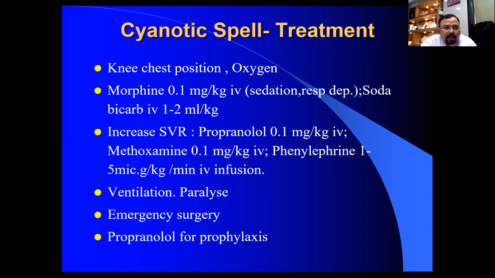Give propranolol at 0.1 mg per kg IV slowly, stat. It will decrease heart rate. Or you can give metoprolol at 1 to 5 microgram per kg per minute. Sometimes we have to ventilate that child, or sometimes we have to send for emergency surgery, like BT shunt. You can give oral propranolol at 1 milligram per kilogram per dose, BD or TDS, for prophylaxis.